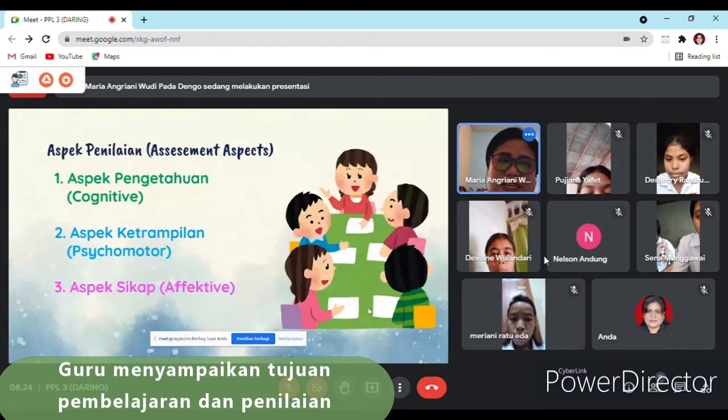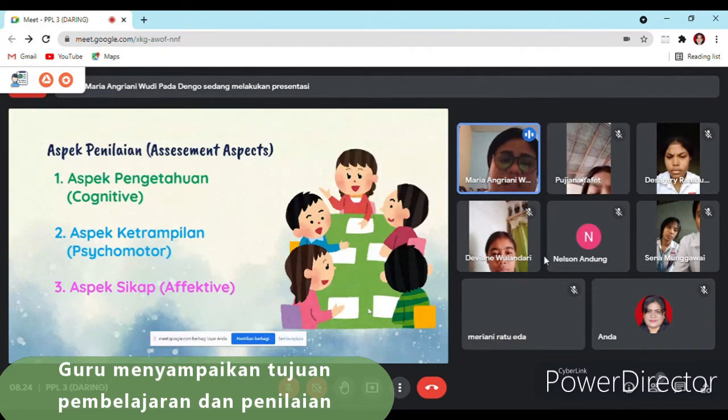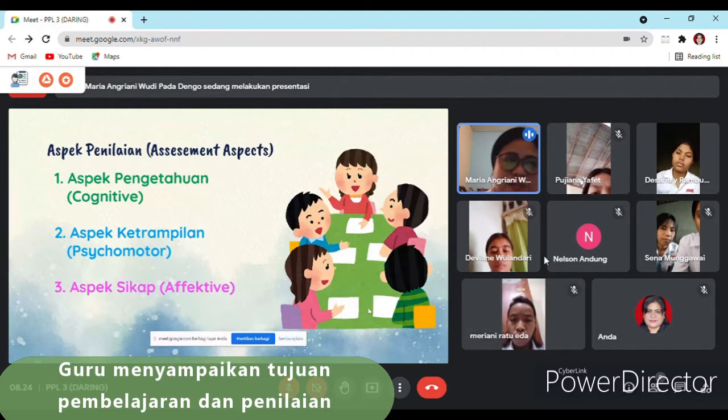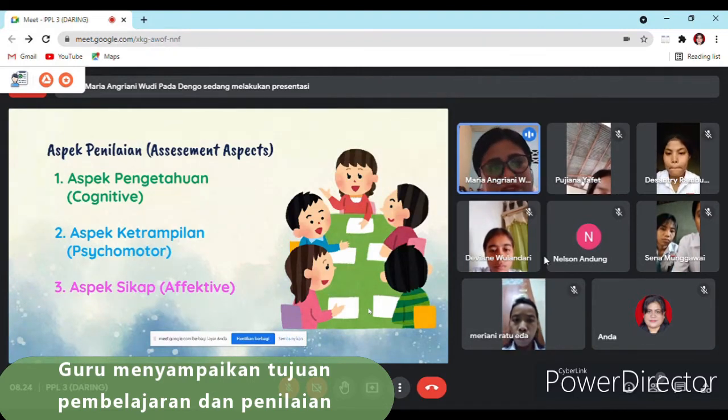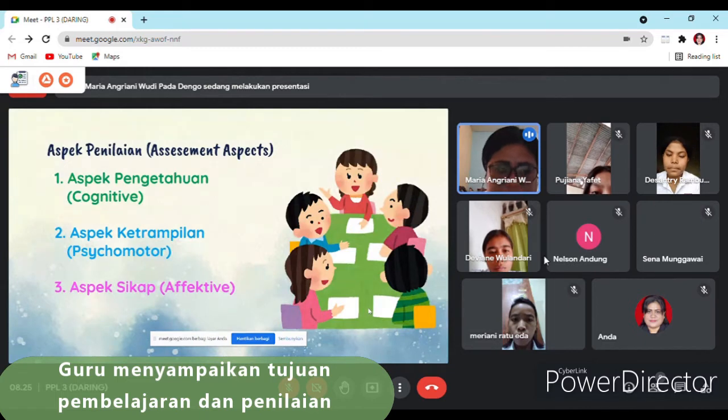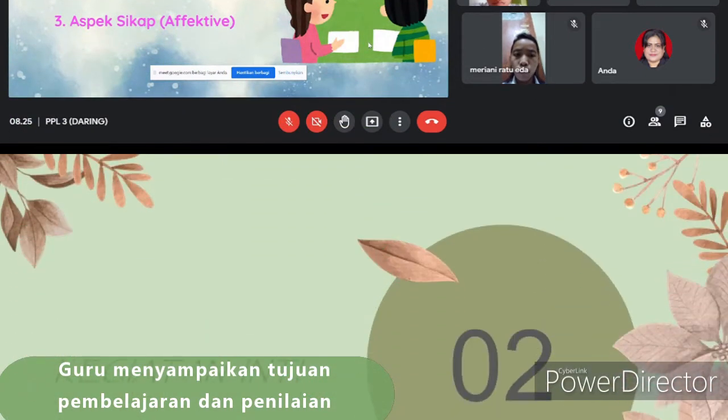Okay, next. For our meeting today, there are three assessment aspects. Jadi ada tiga aspek penilaian that we are going to take. Yang pertama, the first aspect pengetahuan or cognitive. The second aspect keterampilan atau psychomotor. And the last aspect sikap or affective.